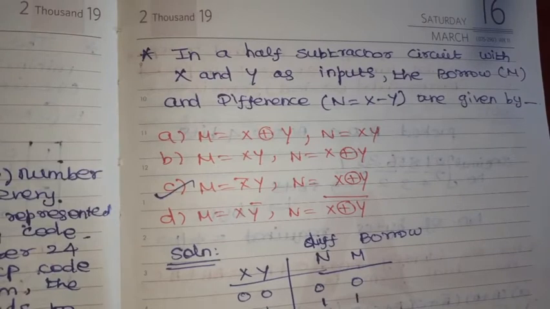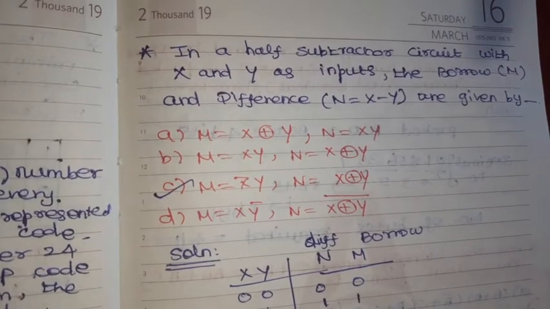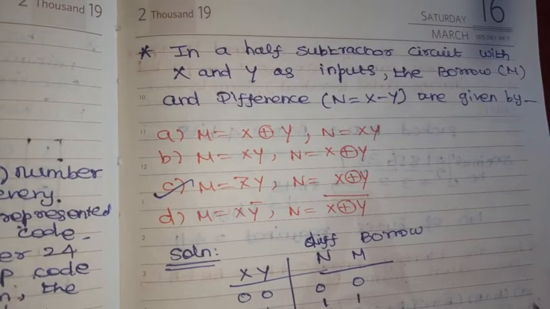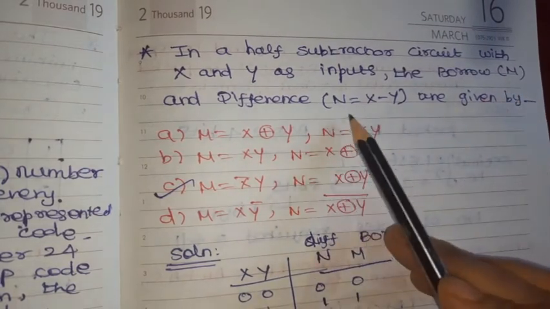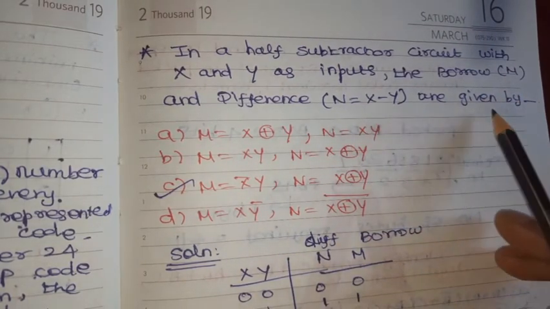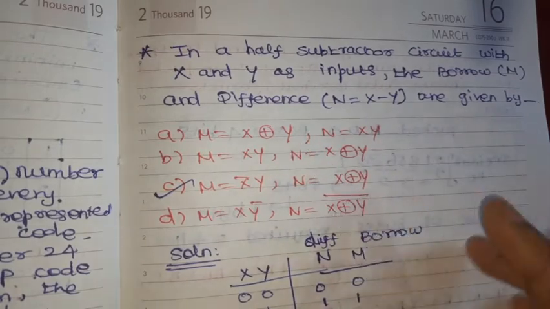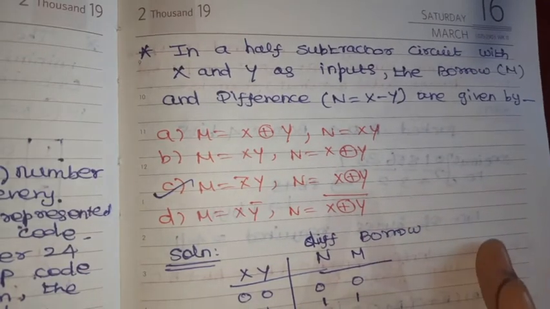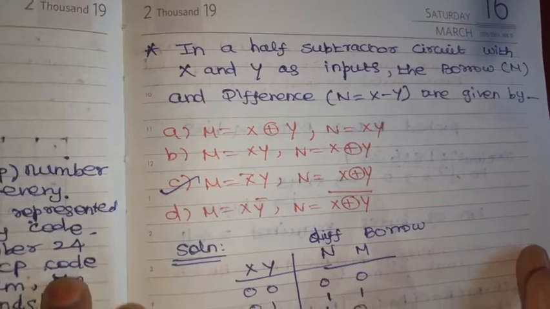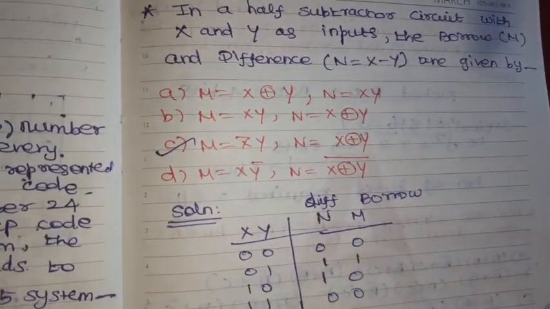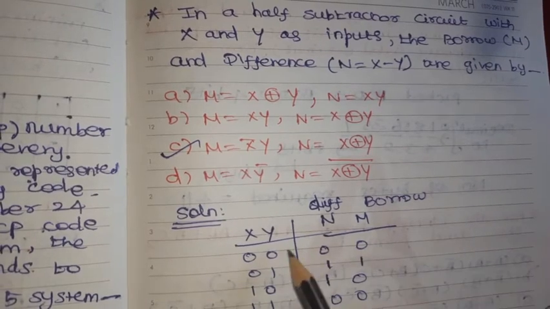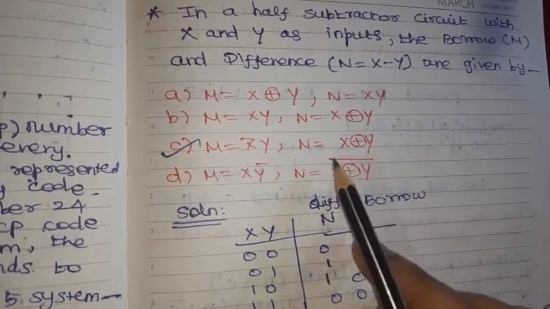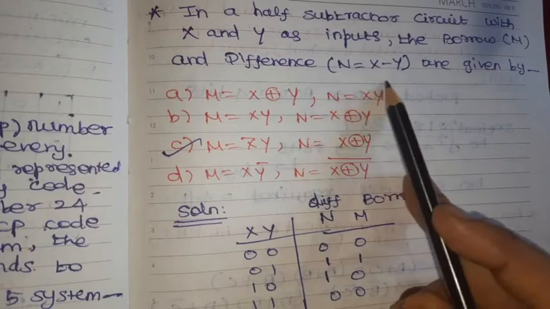In a half subtractor, the circuit with x and y as inputs, the borrow m and difference n equal to x minus y are given by 4 different options. We need to find out the half subtractor, for half subtractor, borrow and difference value. Given x and y as the input, n equal to x minus y.